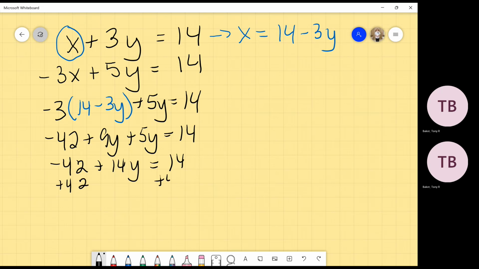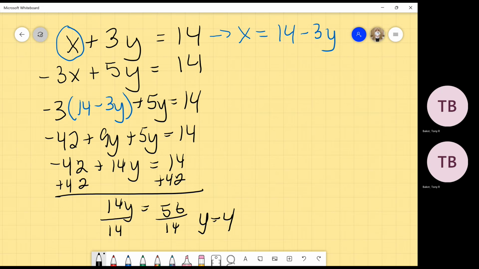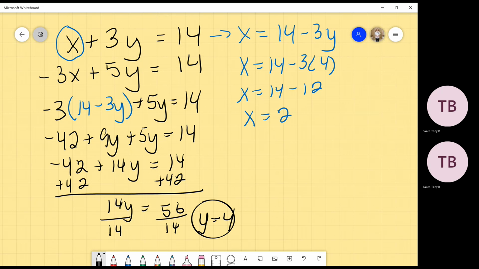Add the 42 to both sides. 14y equals 56. Divided by 14. So y equals 4. And then we just plug that back into this problem. So x equals 14 minus 3 times 4 minus 12. So x equals 2. So we can do that for both of them.